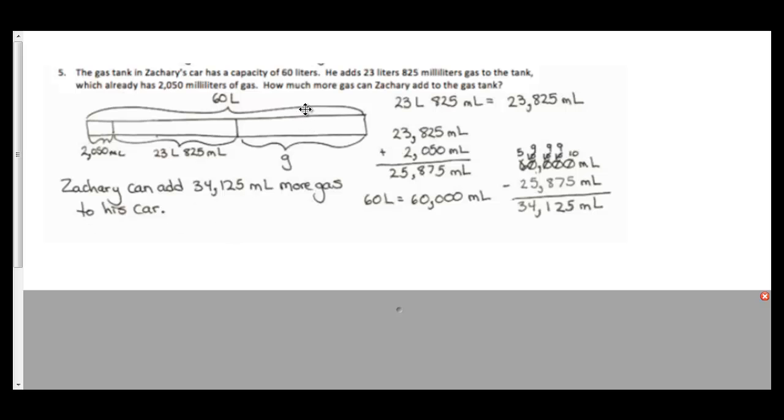Because the question says how much more gas can he add, it doesn't say how many more milliliters, it just says how much more gas. So you could have said 34,125 milliliters, or you could have said 34 liters, 125 milliliters. Both answers would have been correct.